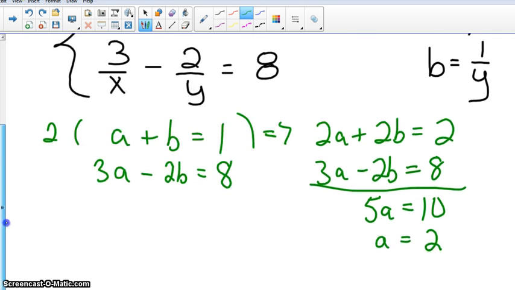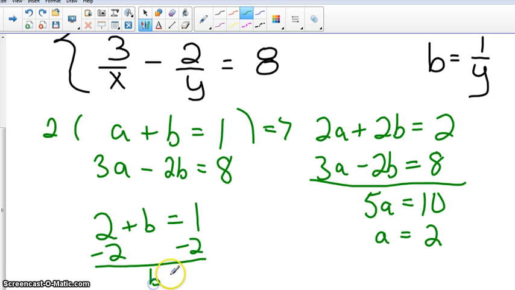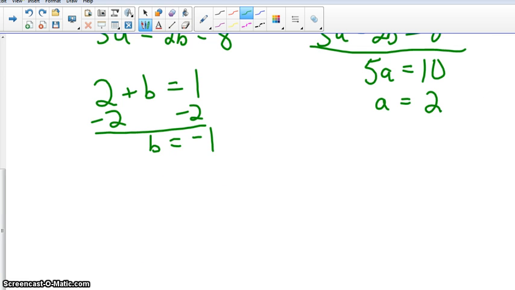If a is equal to 2, let's plug it back into here. So 2 plus b equals 1. I plugged it into the top. Alright, so that means that b would equal negative 1. Now what do I do with what I have left? If a is 2 and b is negative 1.